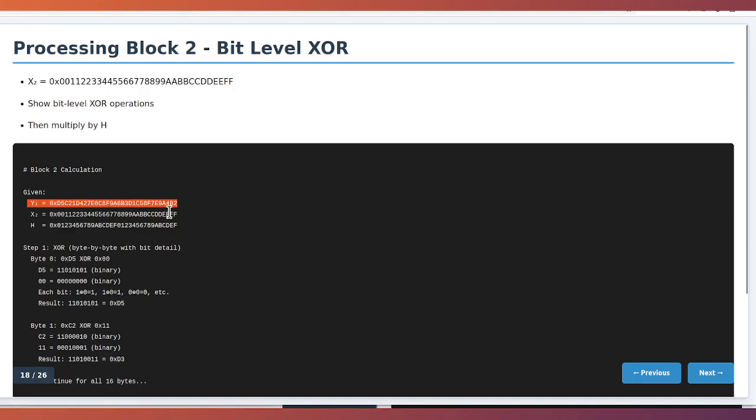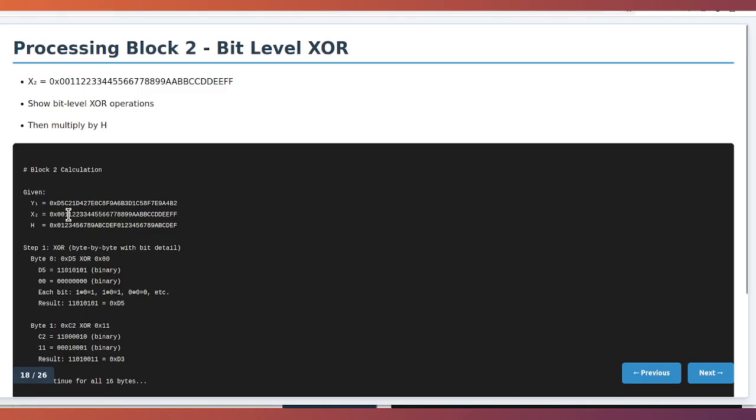We XOR each byte. The first byte, 0xD5 XOR 0x00. In binary, 0xD5 is 11010101 and 0x00 is 00000000. XORing bit by bit, 1 XOR 0 equals 1, 1 XOR 0 equals 1, and so on. The result is 11010101, which is 0xD5.